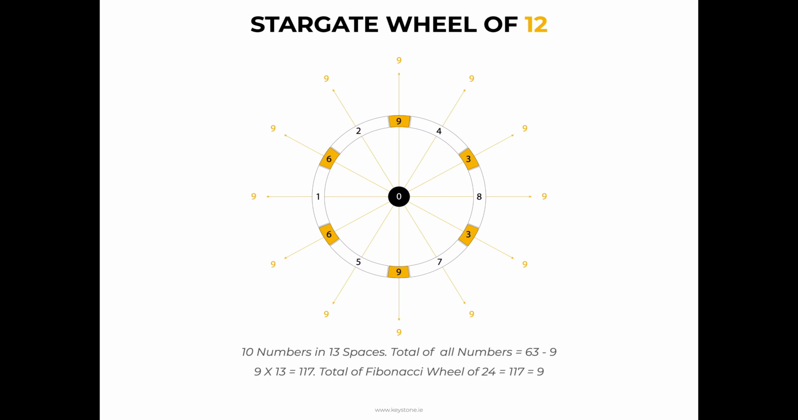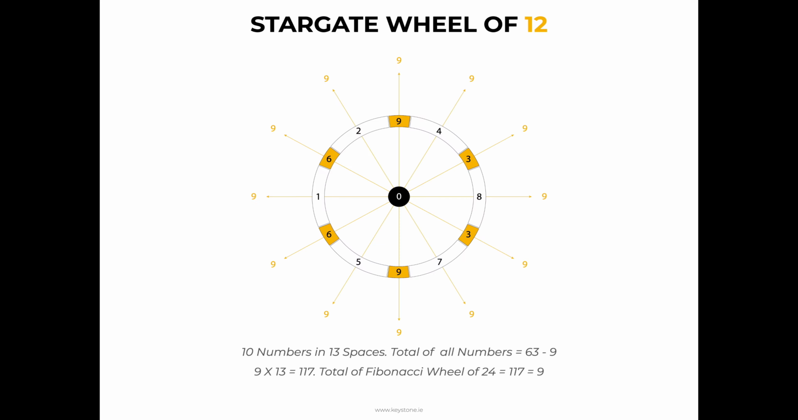Here's an example, the Fibonacci Wheel of 24, 10 numbers in 25 spaces, 24 around the outside, the 0 point. The total of all numbers is 117.9. And as we just said, the 13 spaces on the Stargate Wheel, if you multiply 13 by 9, you get 117. So there's a big connection there.